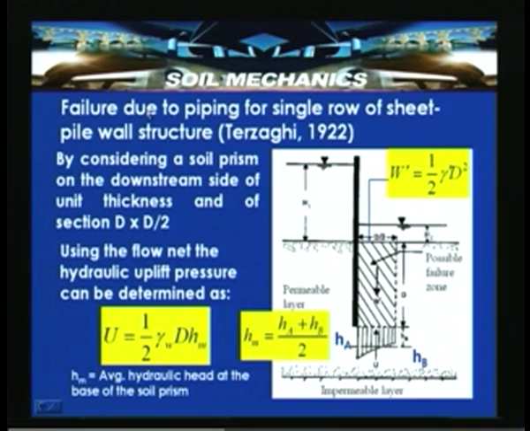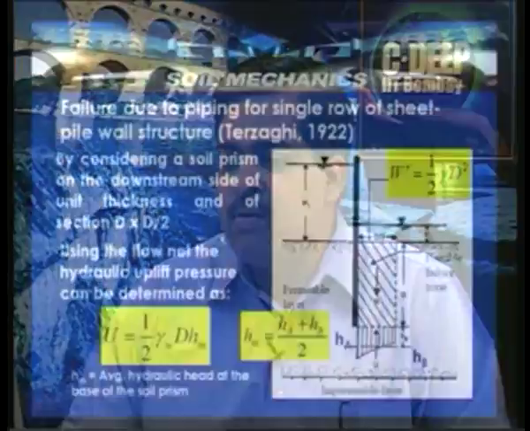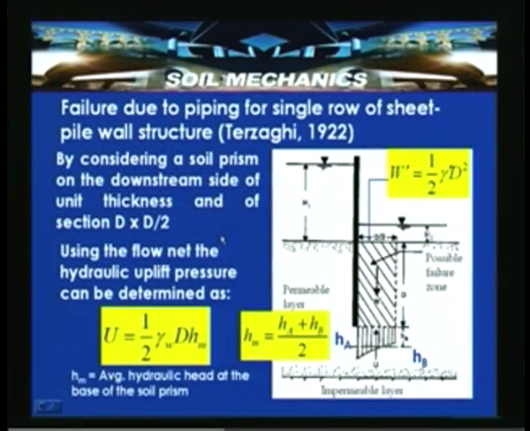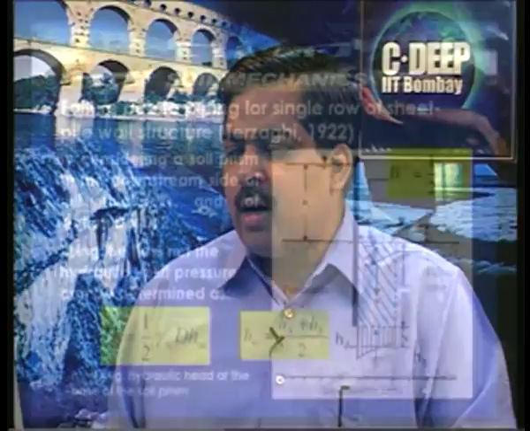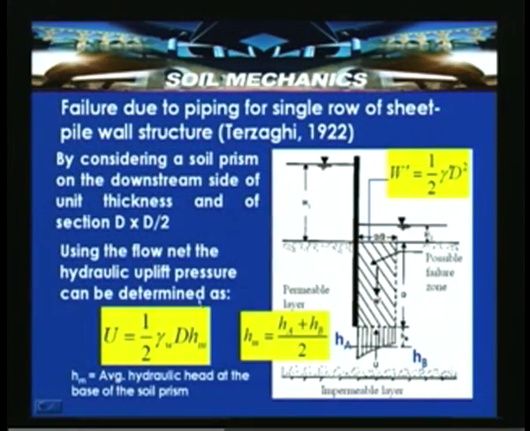So, how to evaluate the failure due to piping for a single row of sheet pile wall structure according to Terzaghi 1922? By considering a soil prism on the downstream side, because that is where the upward flow can take place with an uplift pressure at the base of the prism. So, per unit thickness, a section of D into D by 2, that is the 2-dimensional plane area, per meter width, is subjected to an uplift which exists at that particular portion. So, using the flow net, the hydraulic uplift pressure can be determined.